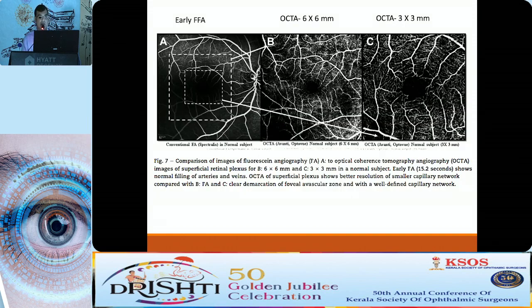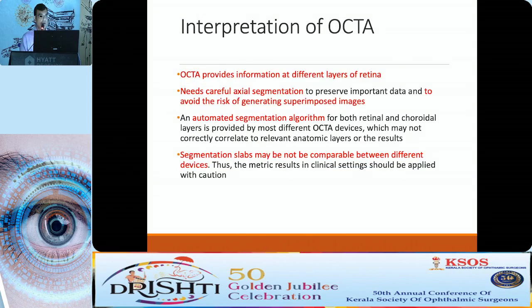So you can see left side is FFA and right side is OCTA with a wider slab and with a posterior smaller slab. On the extreme right you can see very fine capillaries, and in the middle they are diffusely seen capillaries, and on the extreme left side, because of early angiogram, it's difficult to see. So OCTA will definitely show you very minor details of pathology at capillary level.